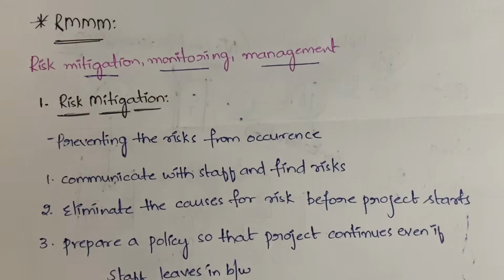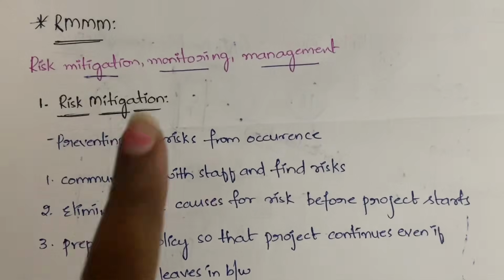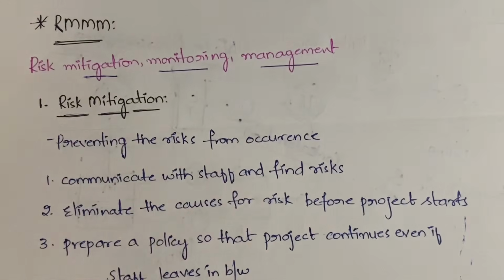So let's get started now. First we will discuss what is risk mitigation, then monitoring, then management, and then we will discuss the plan. Got it? So first, you already know what RMMM is, right? It is a risk management activity. In risk management we have 4 activities: risk identification, projection, refinement, and the last one is this RMMM, right? So in this video let us discuss these 3 things first.